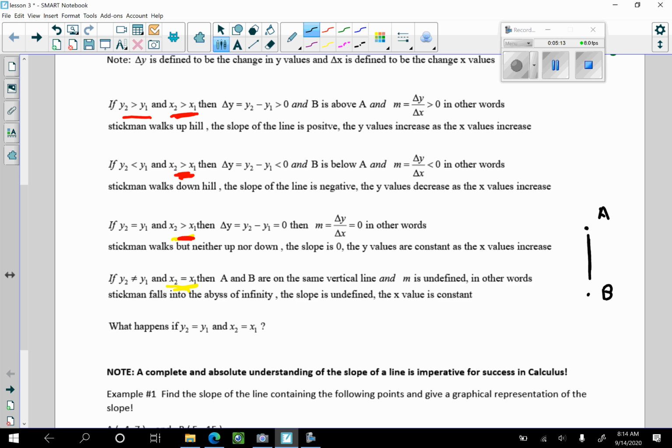Then we're on this vertical line, and the slope is undefined. Does that line exist? That line exists, but the slope is undefined. The slope of a vertical line in xy land is undefined, and Stickman falls into the abyss of infinity. The x value is constant.